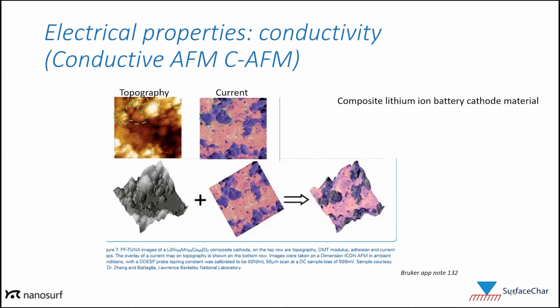Here in the current image, the less conductive purple regions are the regions in the material that are the lithium cathode material not covered with polymer binder or conductive additive. The more conductive regions here in pink are where the lithium cathode material was covered with a particular binder and conductive additive. So with this AFM, we can get a much better understanding of where the conductive areas are.